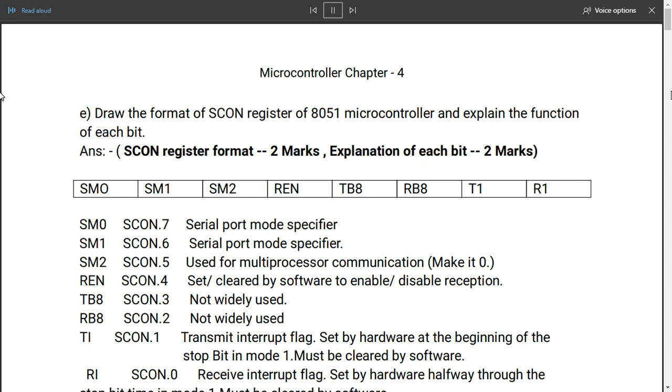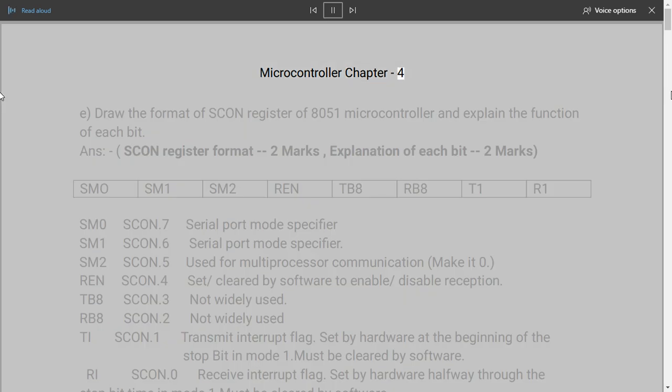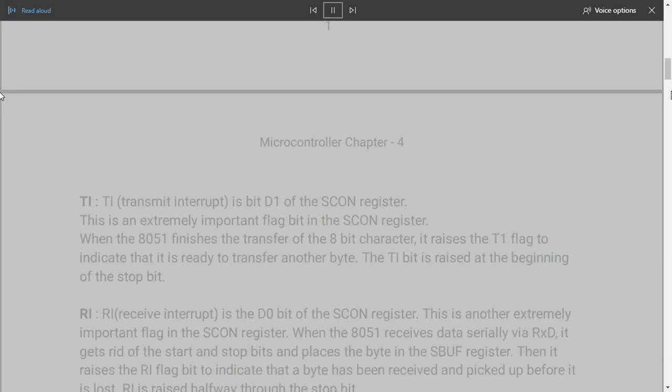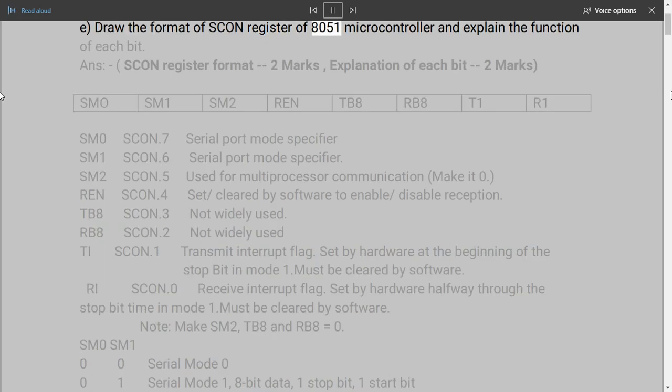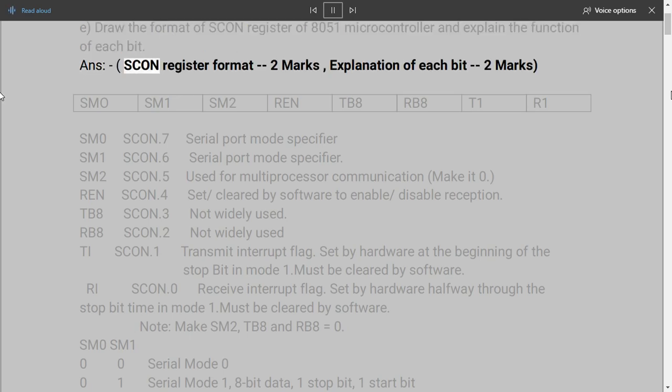Microcontroller Chapter 4. 1. Draw the format of SCON register of 8051 microcontroller, and explain the function of each bit. Answer: SCON register format 2 marks, explanation of each bit 2 marks.